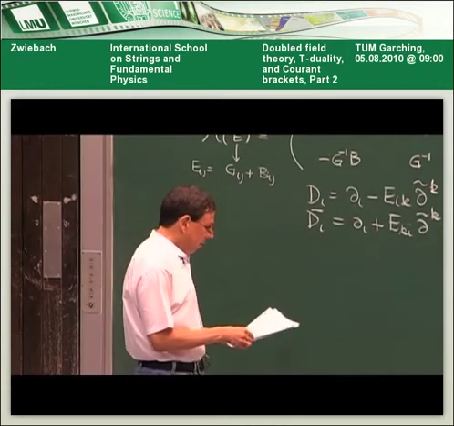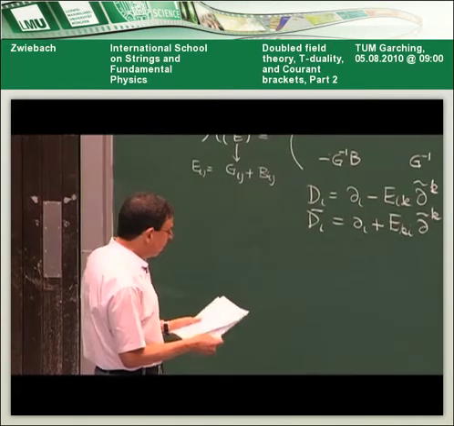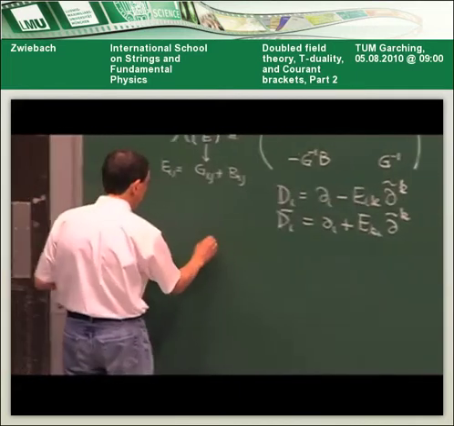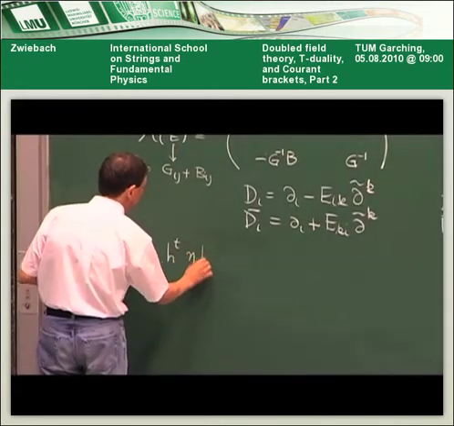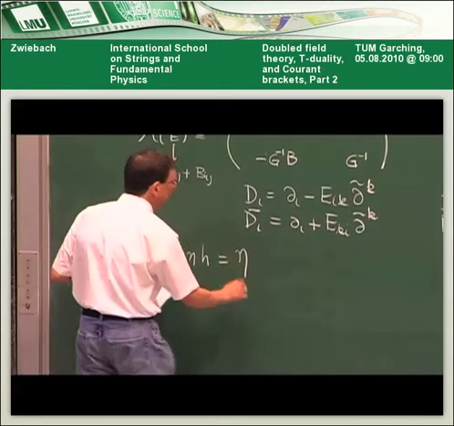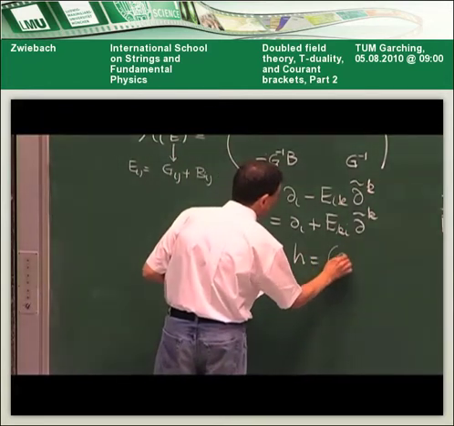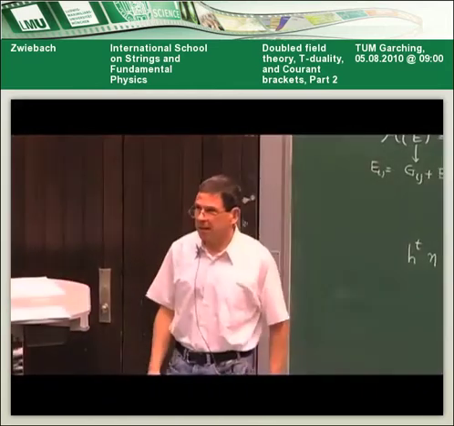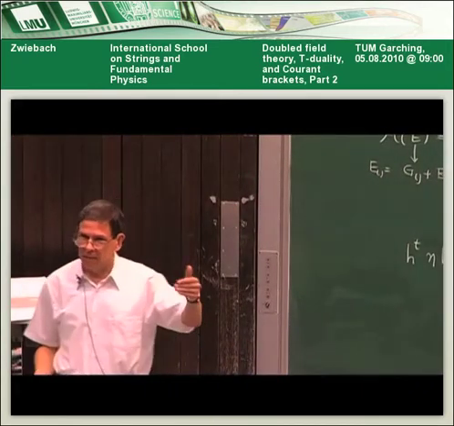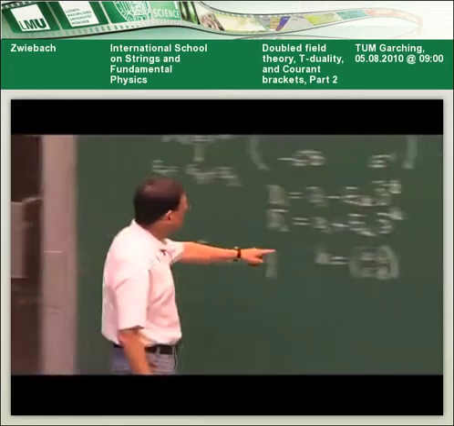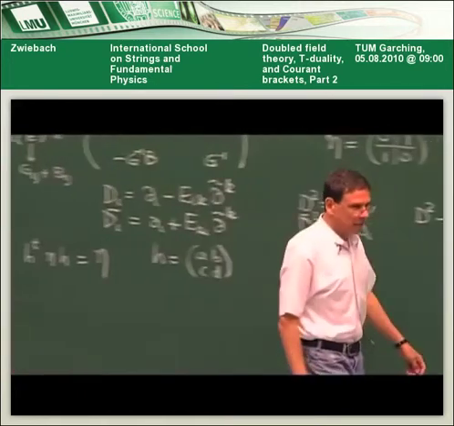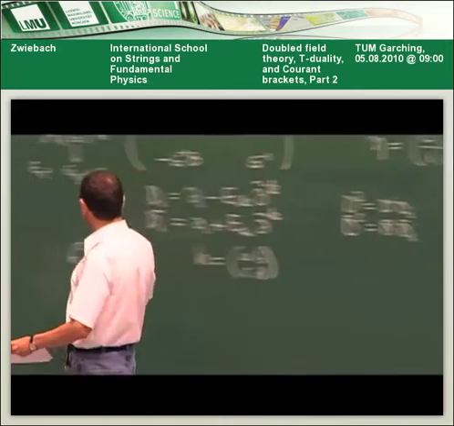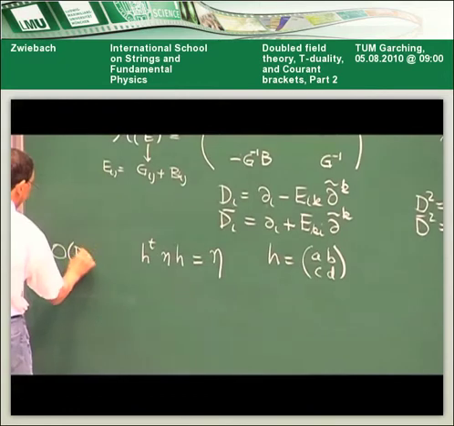Finally, we focused on the O(D,D) transformations. We had these O(D,D) matrices H that satisfy H transpose eta H equal to eta. We wrote the matrix H as A, B, C, D. And A, B, C, and D were all D times D matrices. So H again is a 2D times 2D matrix. This has to do with the group O(D,D). These matrices form the group O(D,D).